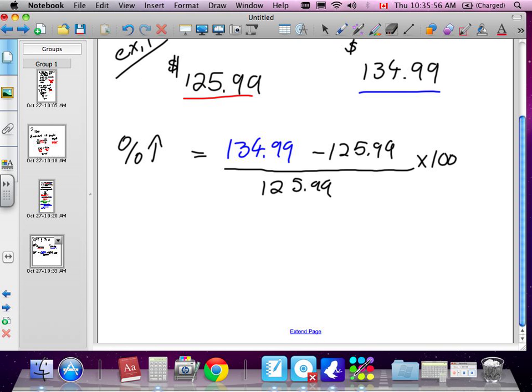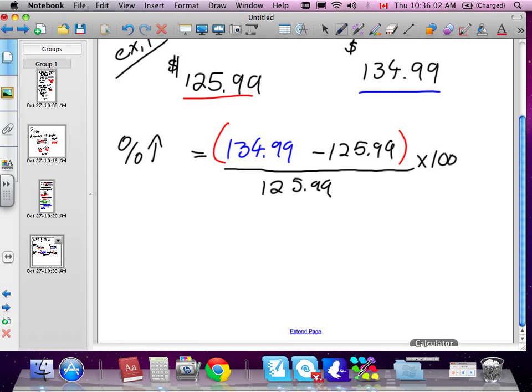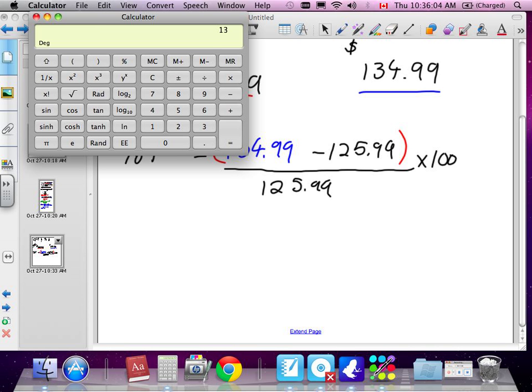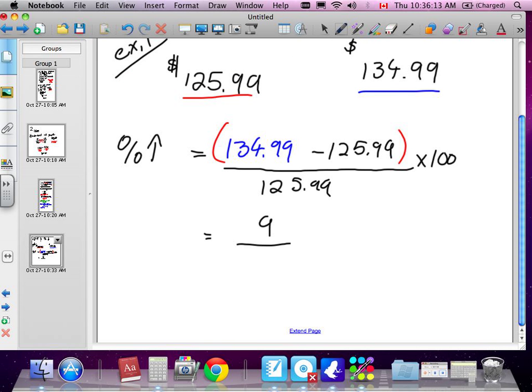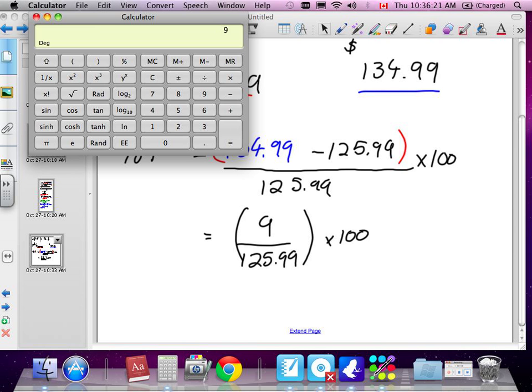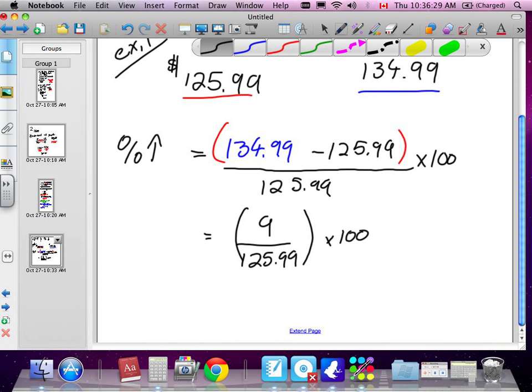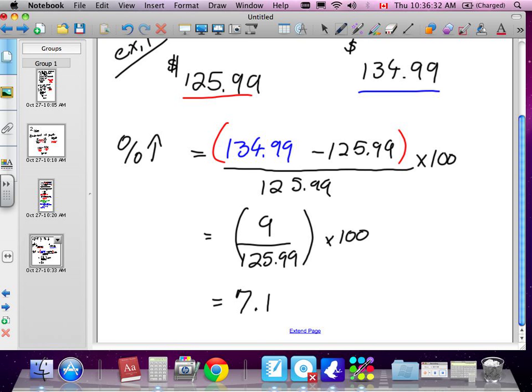So you subtract these two numbers first. So $134.99 subtract $125.99, you get 9. 9 divided by $125.99 times 100, 7.1%. So the percentage increase, our percentage increase was 7.1%.